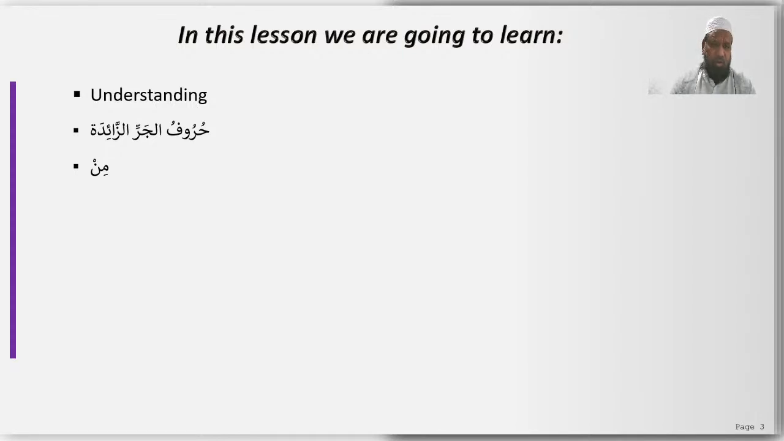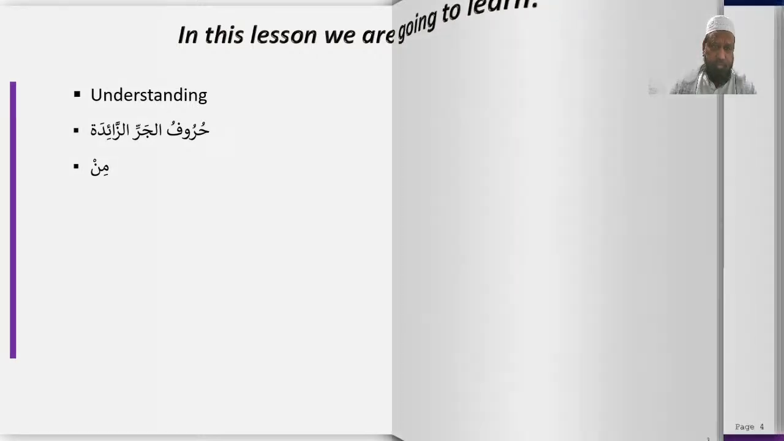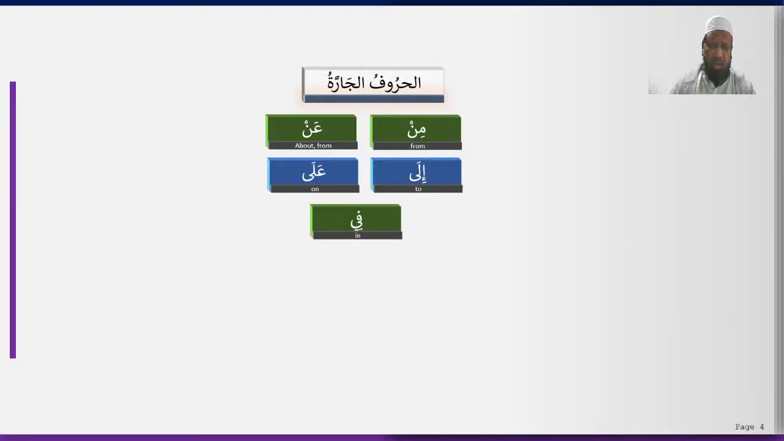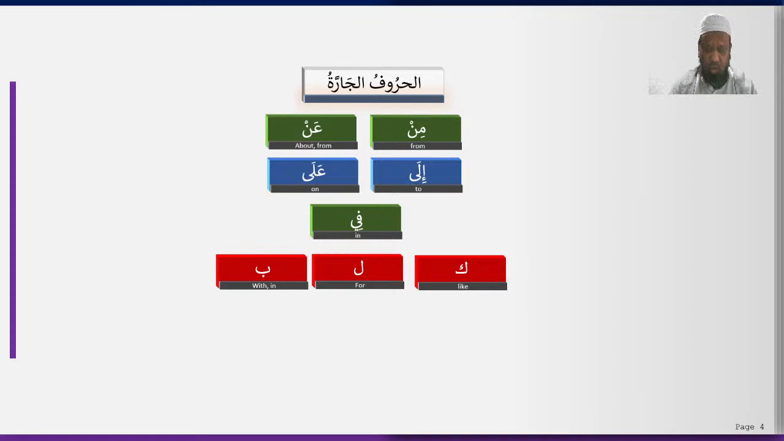In this lesson we're going to understand the حروف الجر الزائدة. Today we'll look at the حرف جر من. حروف الجر من، عن، إلى، على، في، كاف، لام، با، تا، واو، مذ، منذ، رب، حتى. As we keep saying, these are the حروف الجر used the most. من، عن، إلى، على، في، كاف، لام، با.